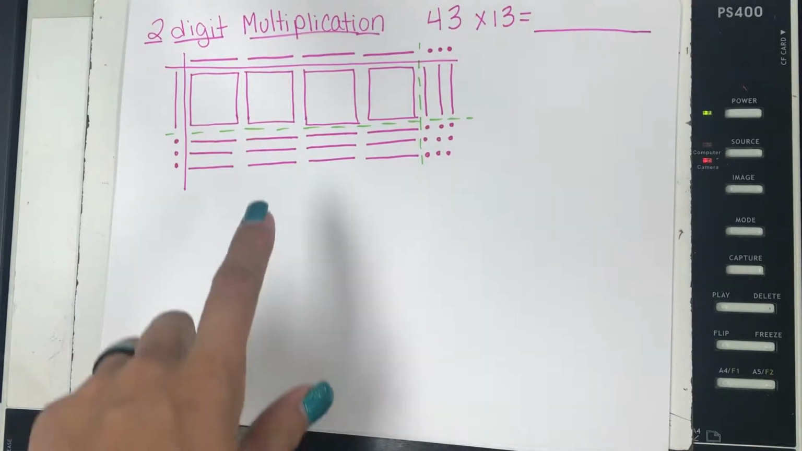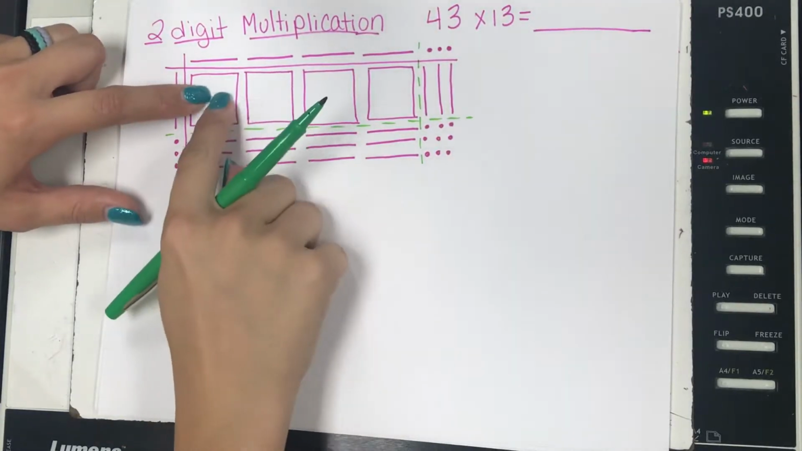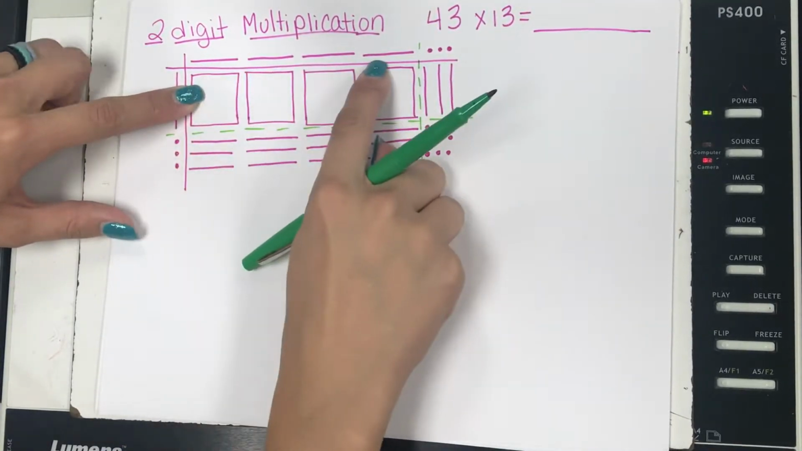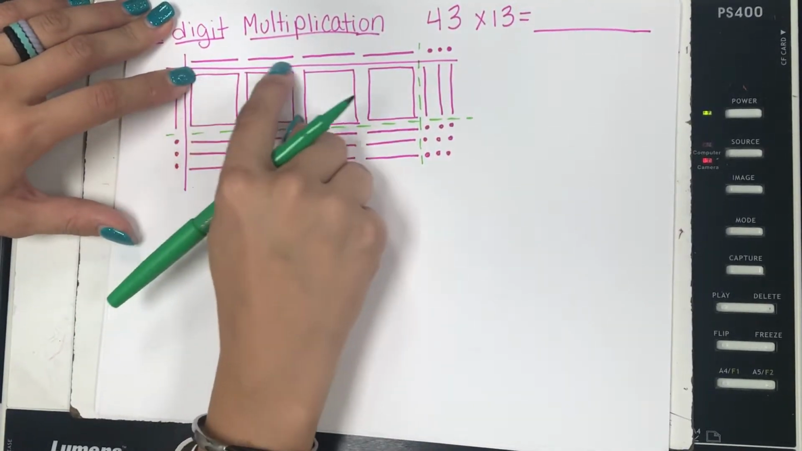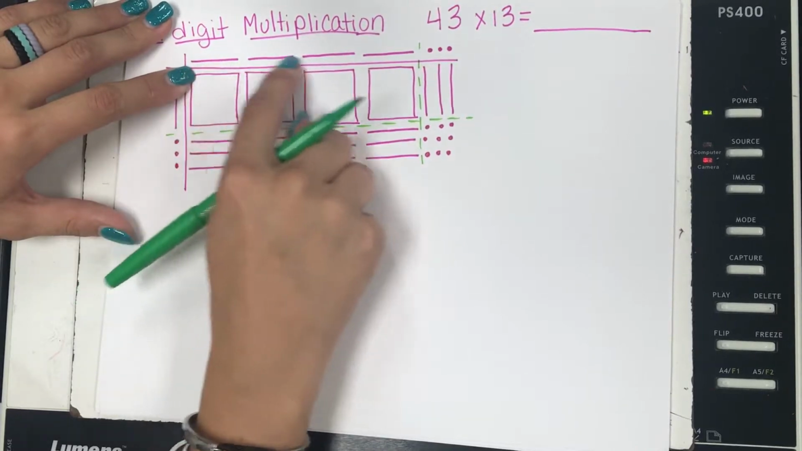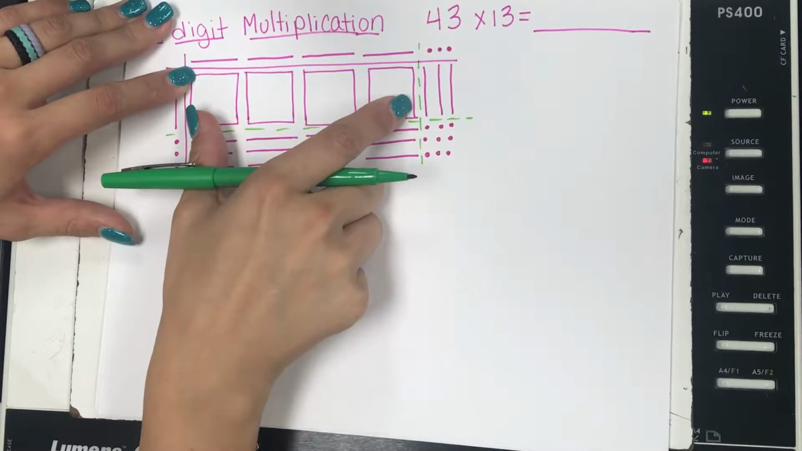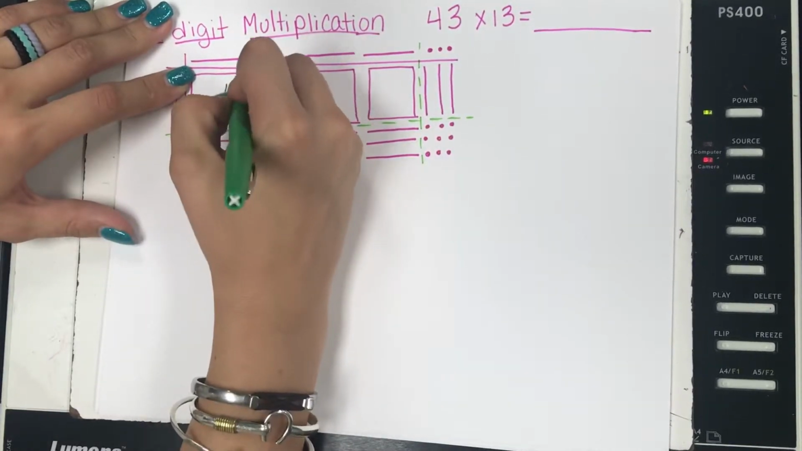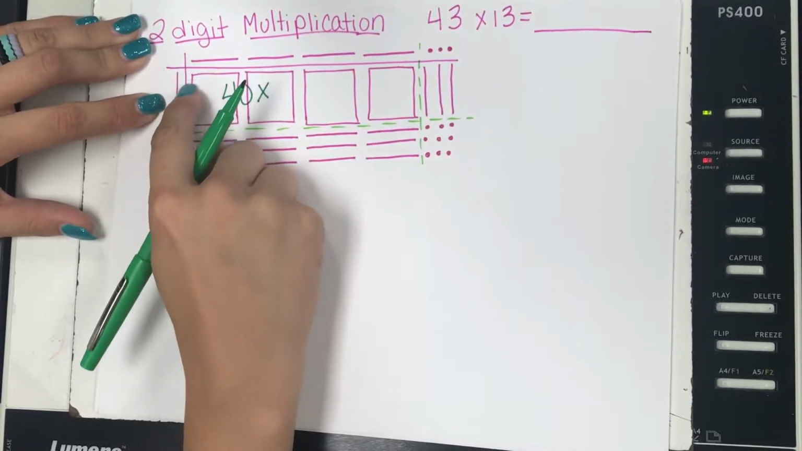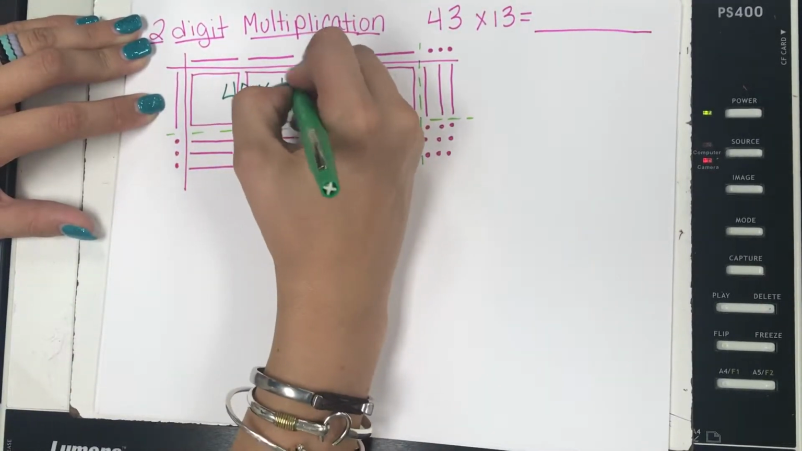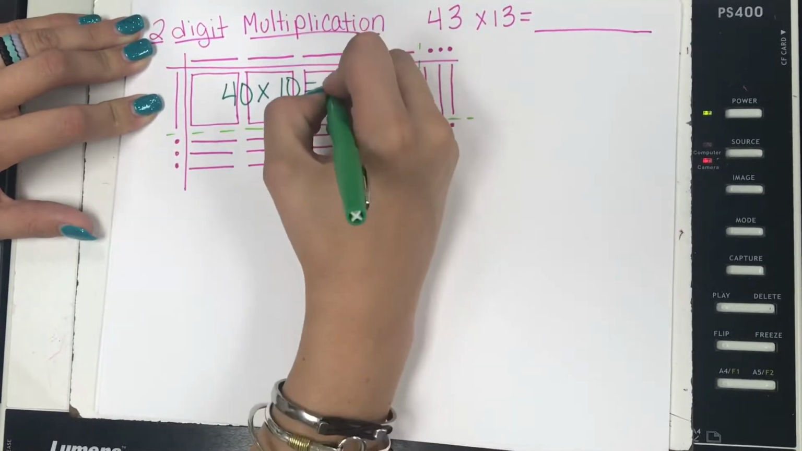In this top left part of my array here, what multiplication did I do? How many are along the top? 43. I just want to know in this first part. 40 times how many down the side? 10. 40 times 10 equaled 100, 200, 300, 400.